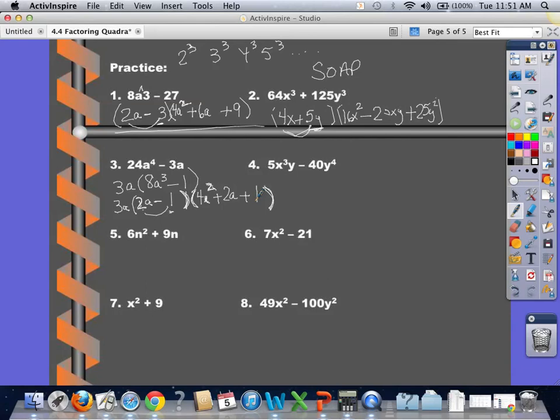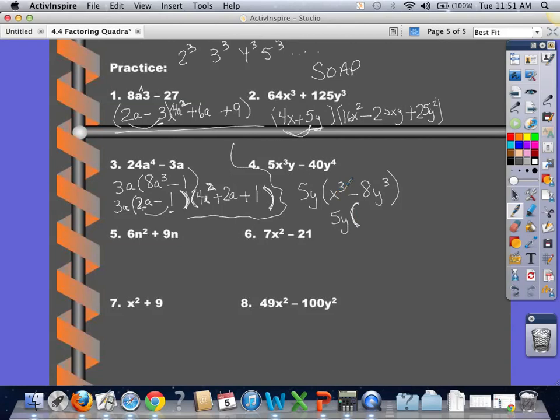Right? Number 4 says 5x cubed y minus 40y to the 4th power. So I know I can take a 5 out, and I can take a y out. When I do, I'm left with x cubed minus 8y cubed. Notice the cubes, that means you look and see if it's a difference or a sum of cubes, and it is. So again, bring your GCF down, can't go away, you have to have that.